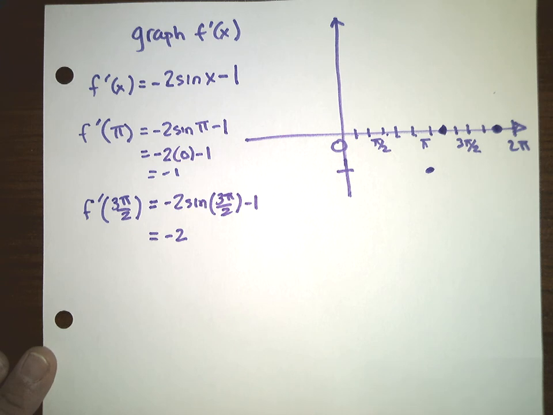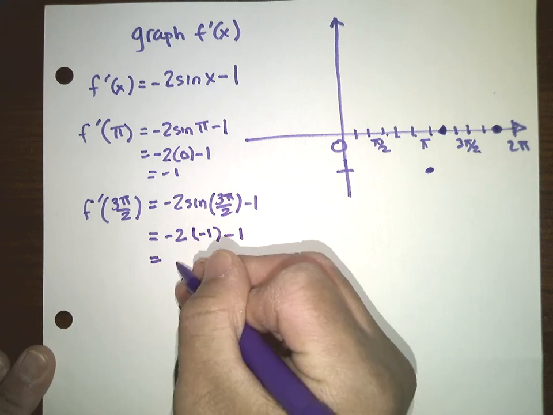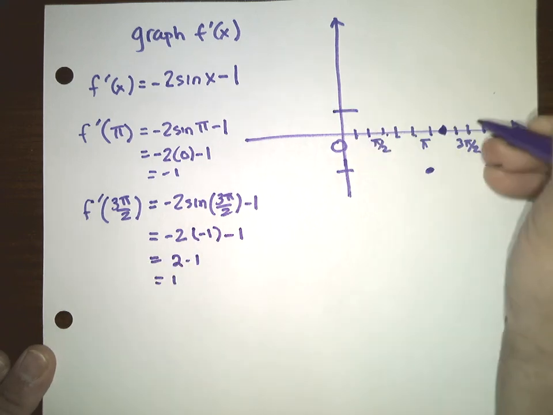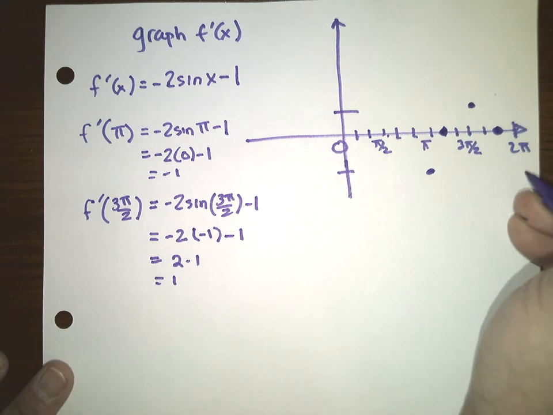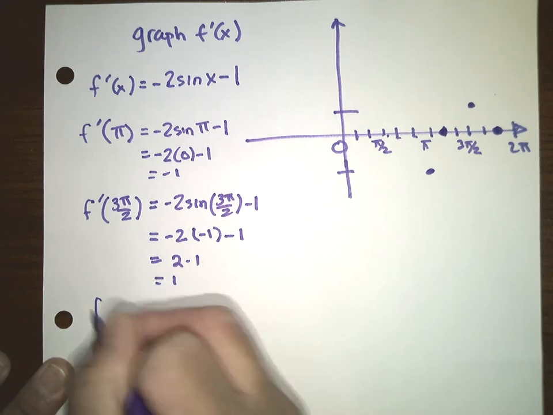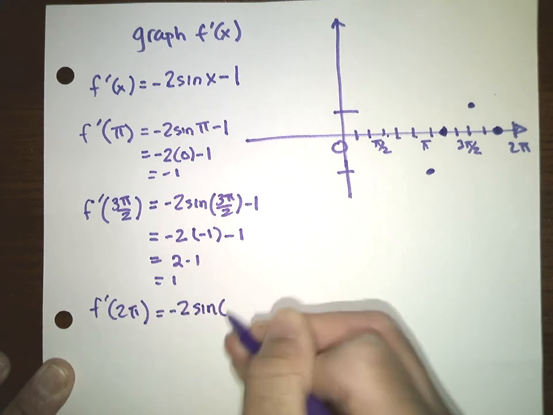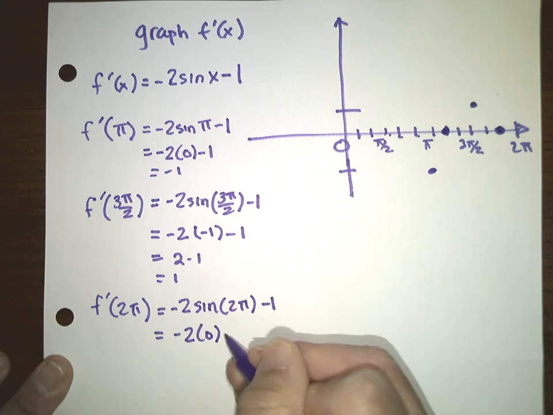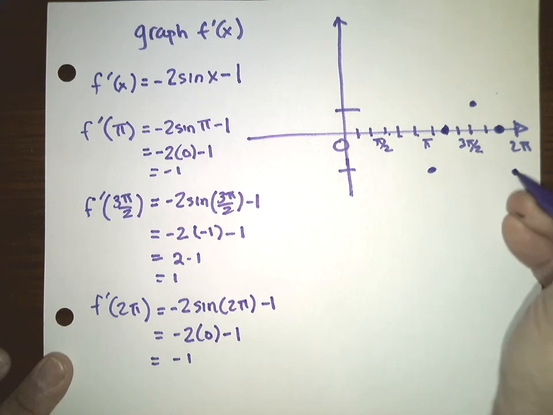But sine of 3 pi over 2 is negative 1. So negative 2 times negative 1 is 2 minus 1, that's 1. So here is 3 pi over 2, 1. And then, just to make sure that it's going negative again, f prime of 2 pi is negative 2 sine of 2 pi minus 1. So negative 2 times 0 minus 1 is negative 1. So 2 pi, negative 1.